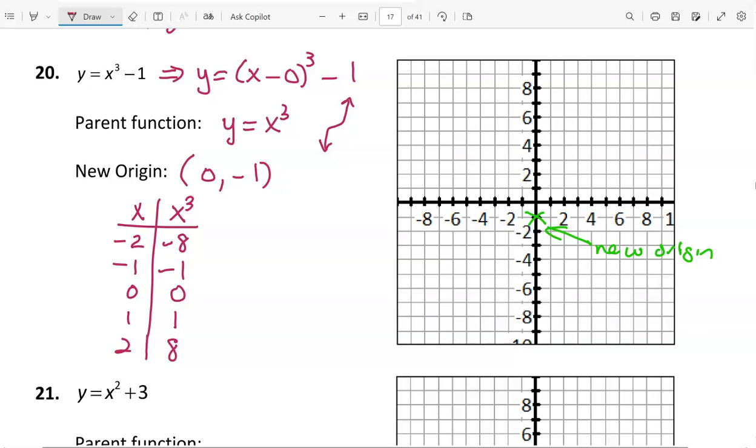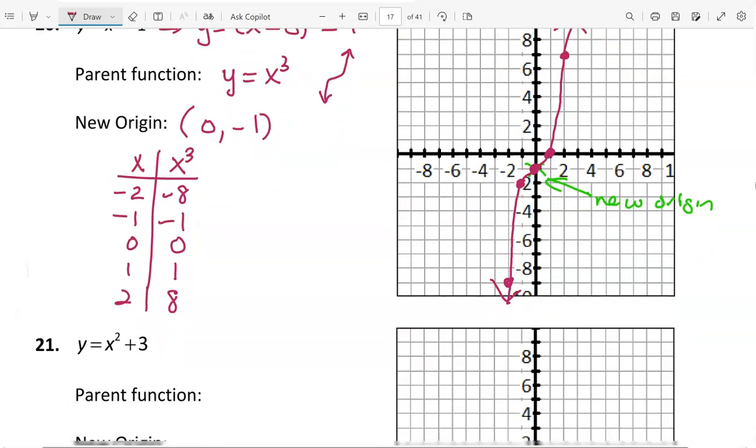So from the new origin, 2 left and 8 down. From the new origin, 1 left and 1 down. From the new origin, 0, 0. From the new origin, over to the right 1, up 1. And from the new origin, right 2 and up 8. Now remember, all those points that I was just graphing are measured from the new origin, not from the original origin, if you're using the new origin technique to graph these.